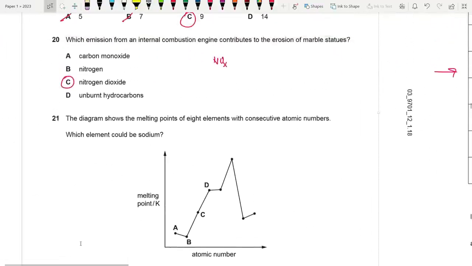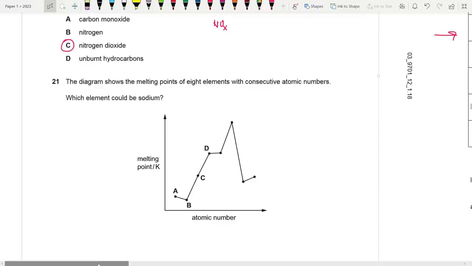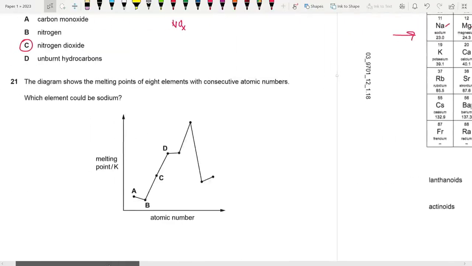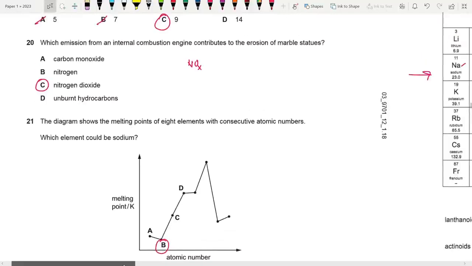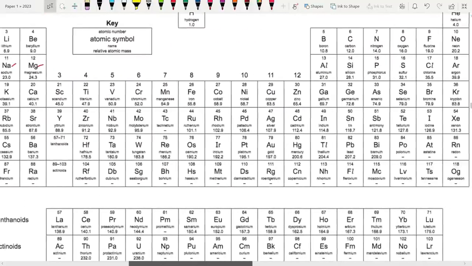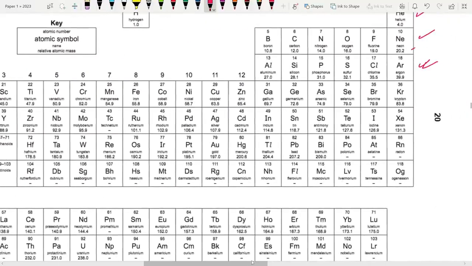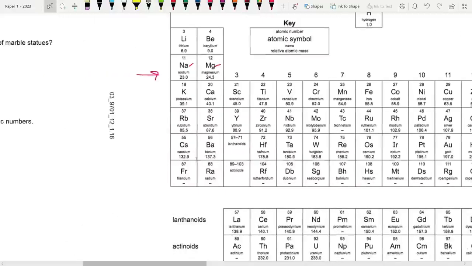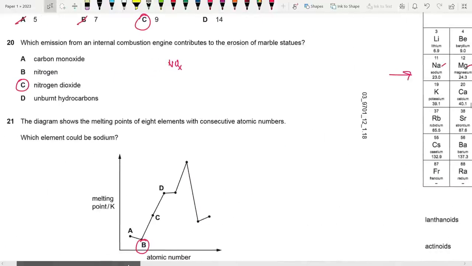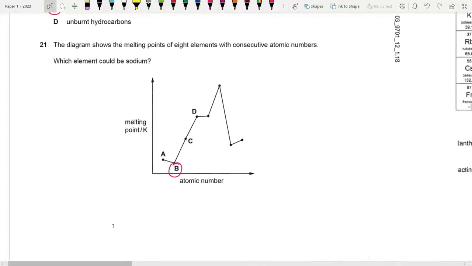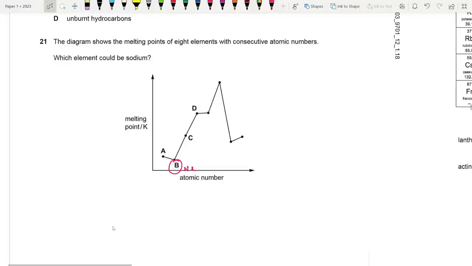Okay, the strength of metallic bonding actually increases. And clearly over here, as you can see, B, the one with the lowest one, is probably a noble gas. Probably it's neon. Then we have sodium, followed by magnesium. This is probably neon, okay? Followed by sodium, magnesium, and aluminum.